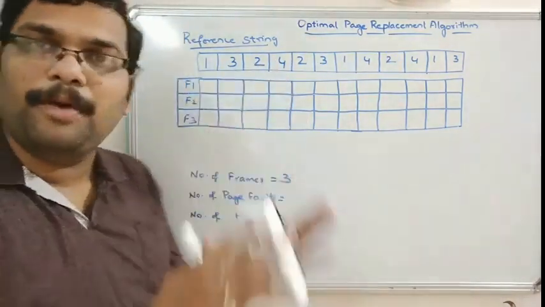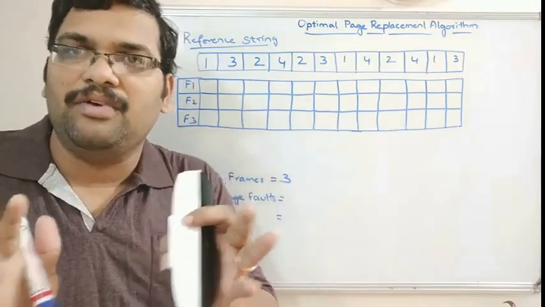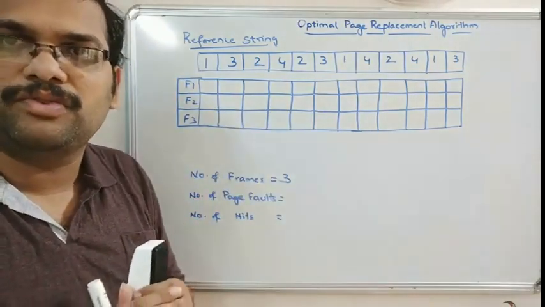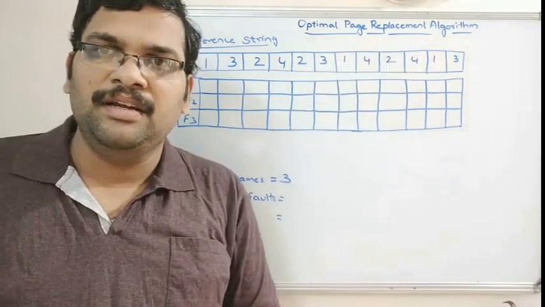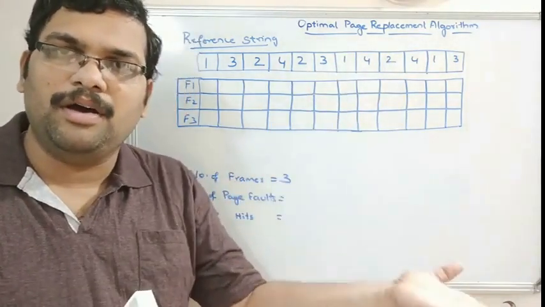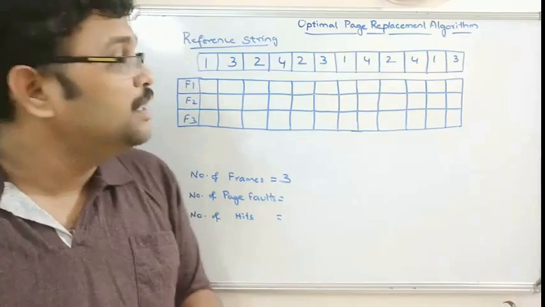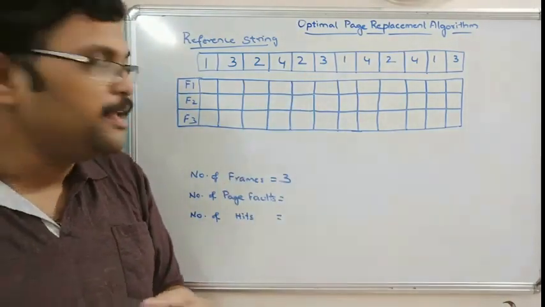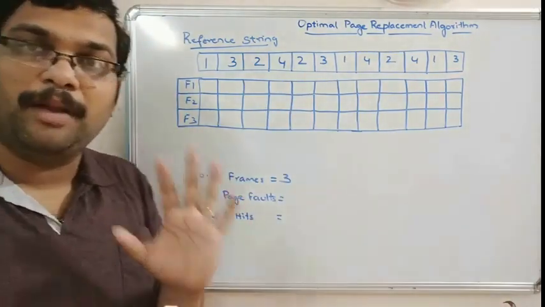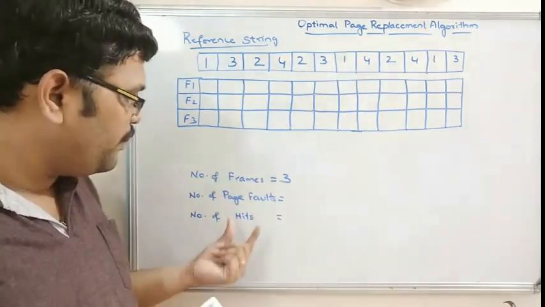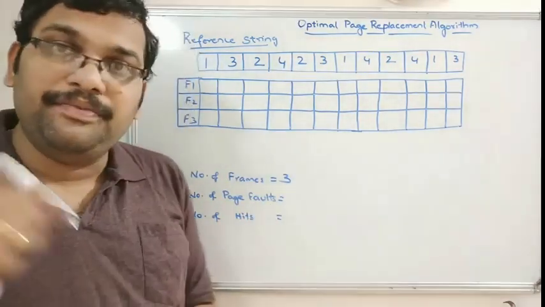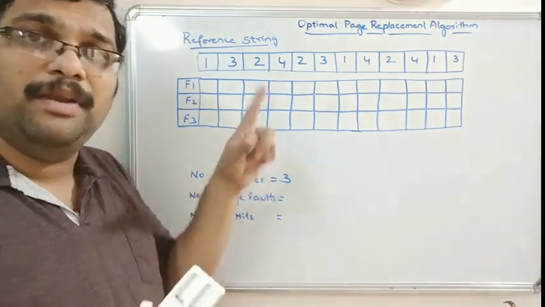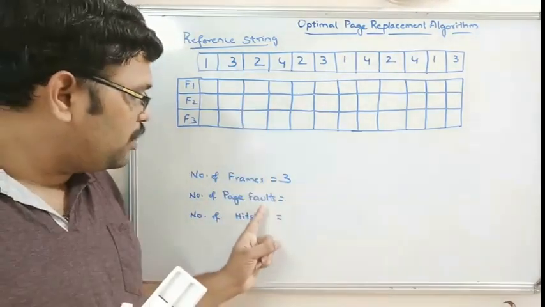Right? So we'll solve a problem so that if you are having any doubts, those doubts will be clarified. So here also I am taking the same reference string which we have solved in both FIFO and LRU. The same reference string I have taken, and I have taken 3 frames. The number of frames is 3. So now we have to find out the page faults and number of hits. And a page fault is when the required page is not available in the main memory, that is called a page fault.